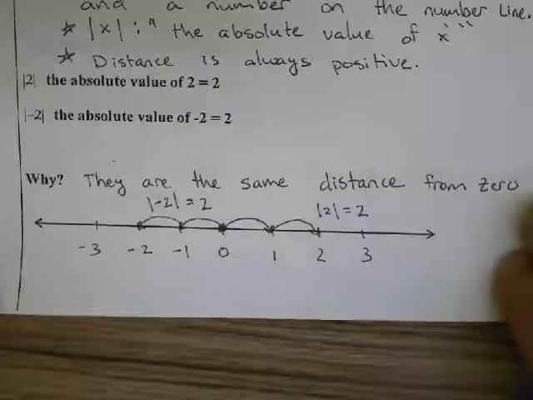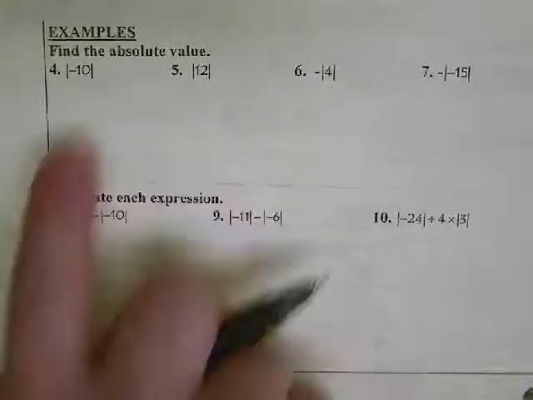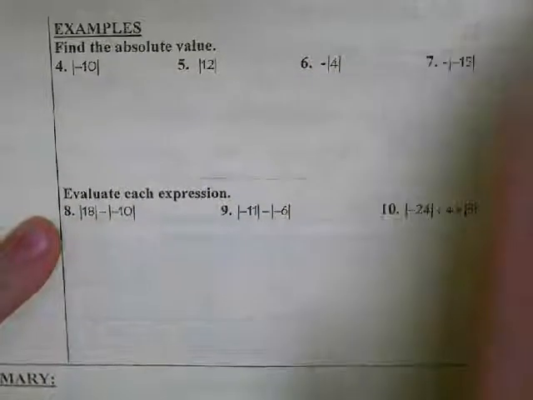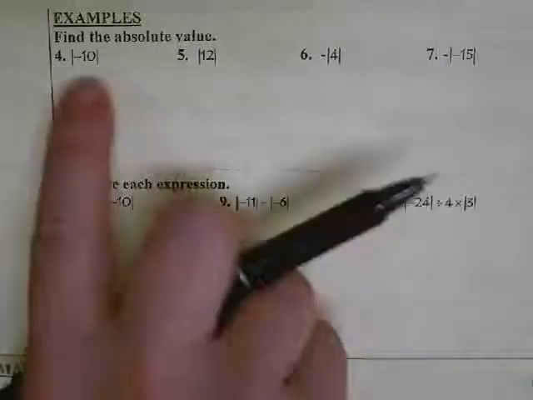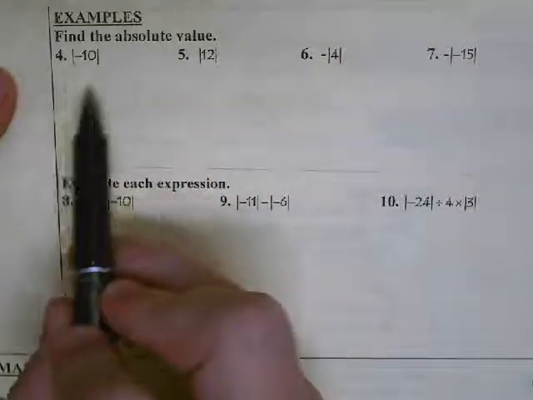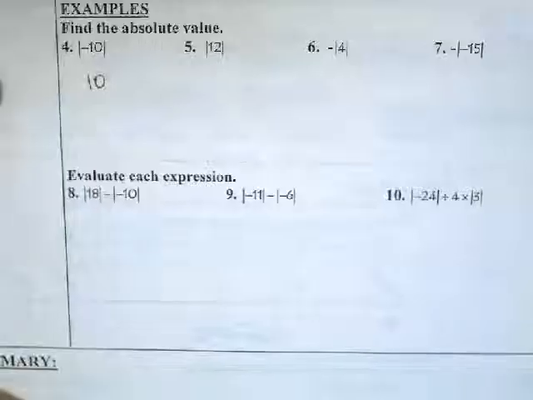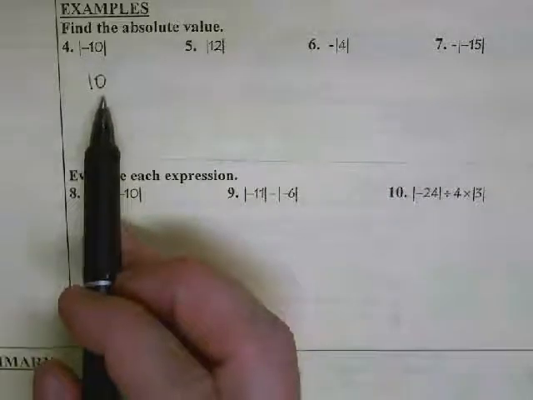Okay, let's go ahead and flip to the back side of this page and look at some examples. I want to do 3 of these with you, and then you'll do the rest. Let's do 4, 6, and 8. So the absolute value of negative 10 will be 10. How many steps does it take to get from 0 to negative 10? Well, it's going to take us 10 steps.